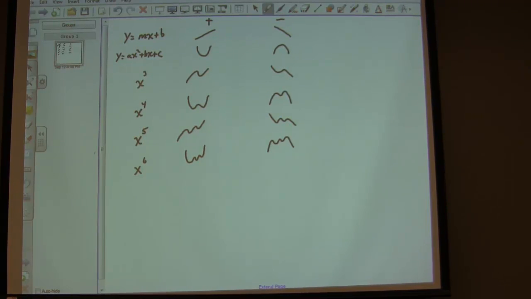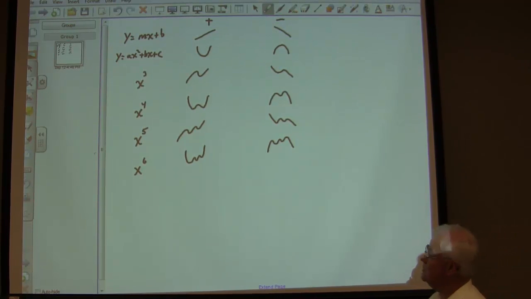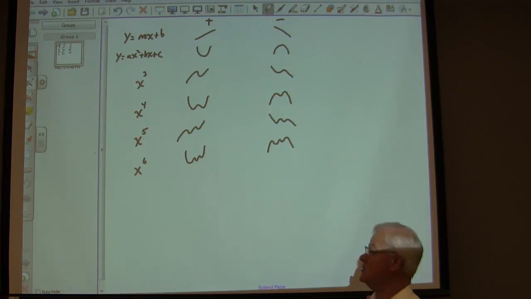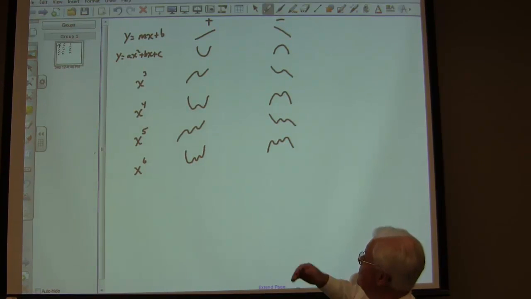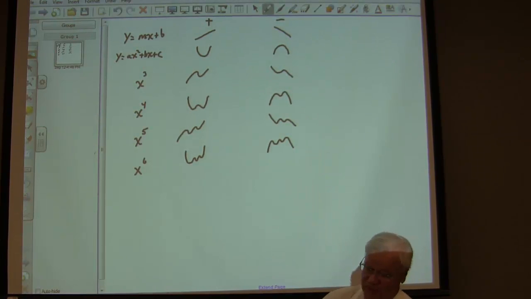Now, how do I know that? Did I memorize all those shapes? The answer is no, I didn't. Let's take a look at something. There's some patterns here. Look at your odd powers, the 1, the 3, and the 5.